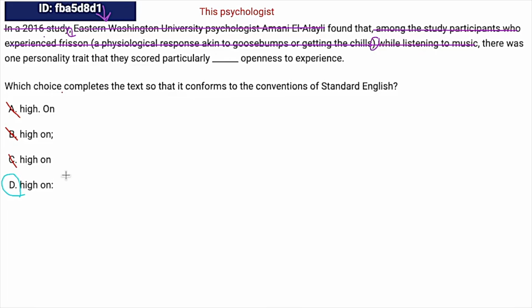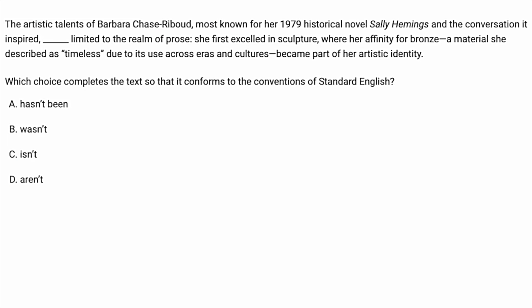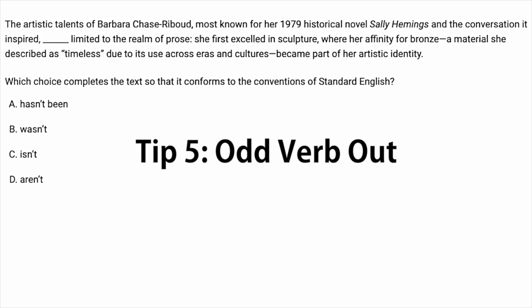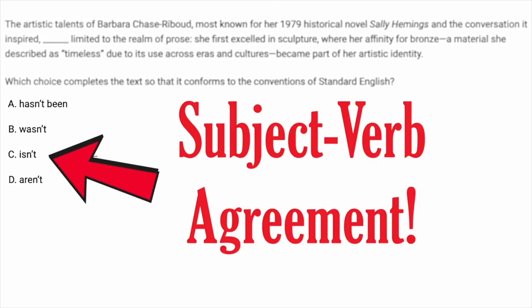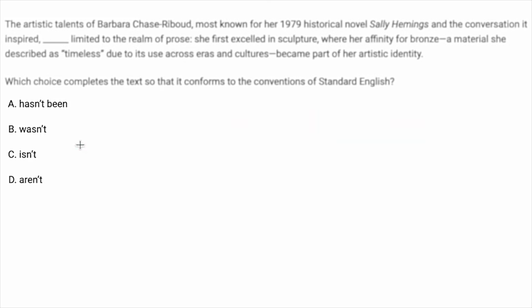So you can see we've got this cliffhanger. The psychologist found out there was one personality trait that they scored particularly high on. And then you're thinking, what is that one trait? Cliffhanger gets resolved with openness to experience. All right, and my final tip for the English section is the odd verb out trick. You're gonna like this one because we actually don't even need to read the text for this trick. So if you identify from your answers that you're dealing with subject-verb agreement, all you have to do is add a pronoun and test them to figure out which one is the odd verb out. Let me show you what I mean.